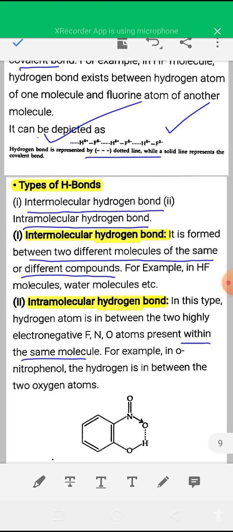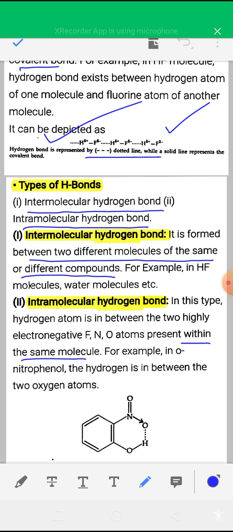Intermolecular means it is formed between two different molecules of the same or different compounds. For example, in HF, you can see this is one HF molecule, this is another HF molecule, this is another HF molecule. So the hydrogen bond is formed between different molecules but of similar compound. This type of hydrogen bond is known as intermolecular hydrogen bond. So in HF, in water, in ammonia, in all these compounds, intermolecular hydrogen bonding is found.